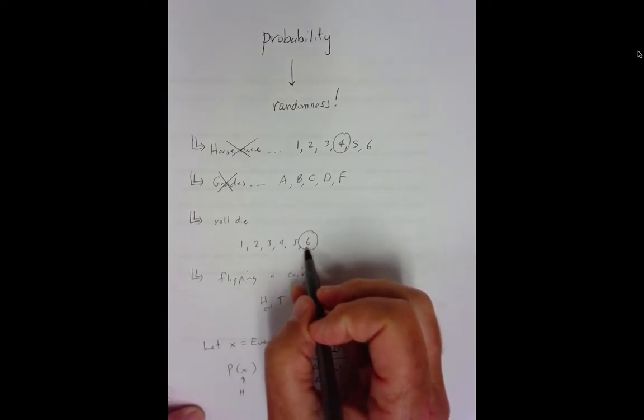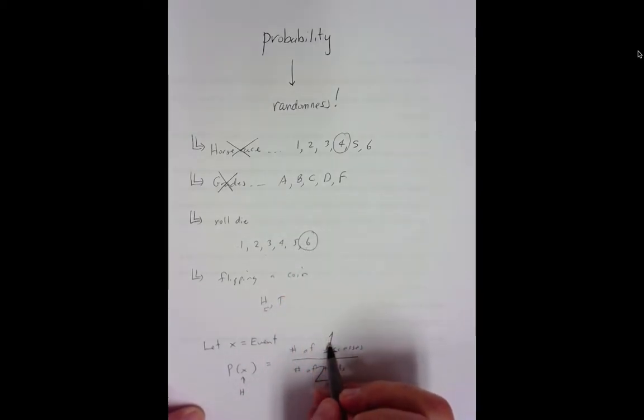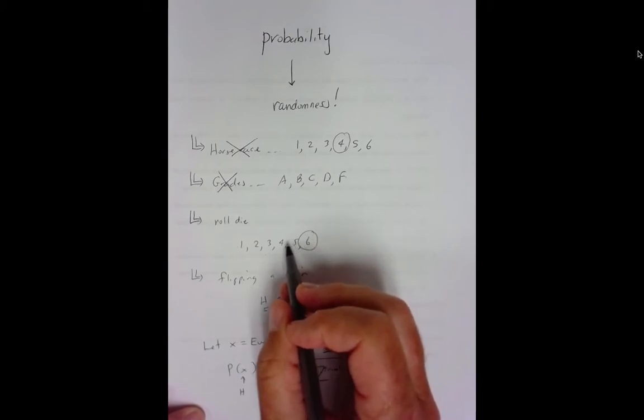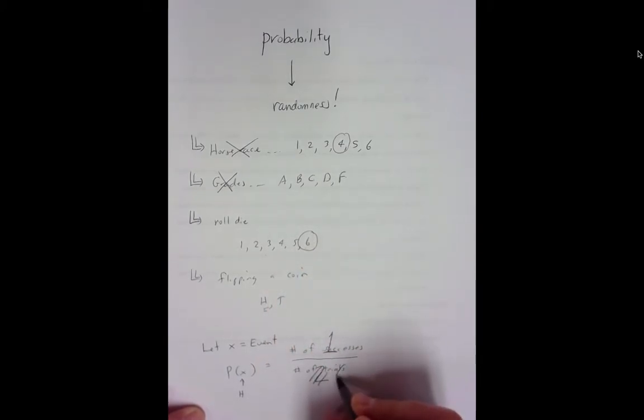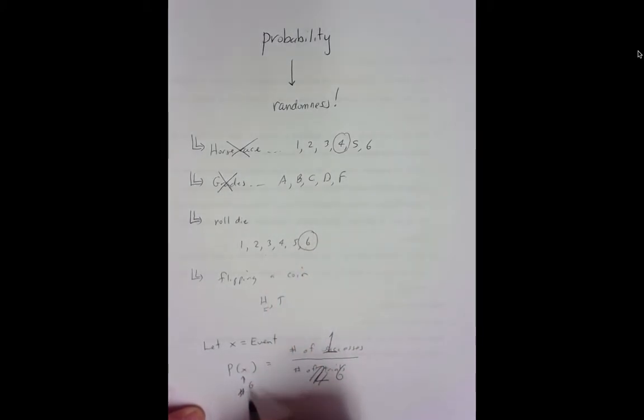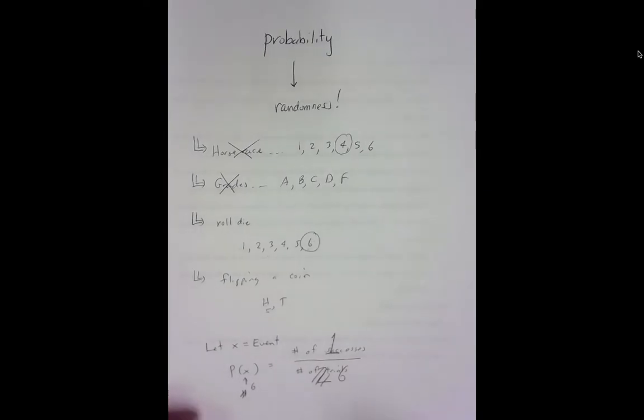What's the probability of getting a 6? There's one way of getting a 6. There's 6 possible outcomes. So the probability of getting a 6 would be 1/6.